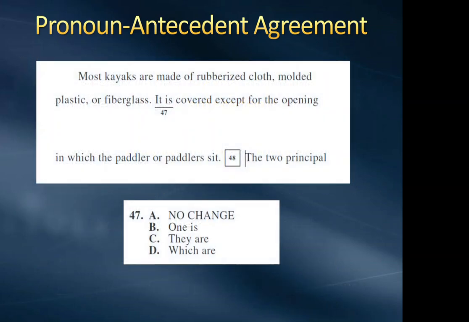All right, let's do a little bit of practice. Most kayaks are made of rubberized cloth, molded plastic, or fiberglass. It is covered except for the opening in which the paddler or paddlers sit. All right, let's look down here at number 47. Do we need to leave it is, or what kind of pronoun should we use? One is, they are, or which are. We were talking about kayaks. That's what the pronoun is taking the place of, and it's a plural form. So really we should use they are. So the answer is C.